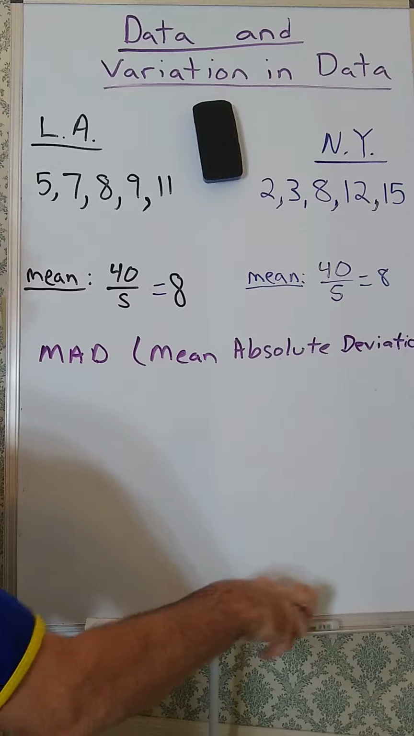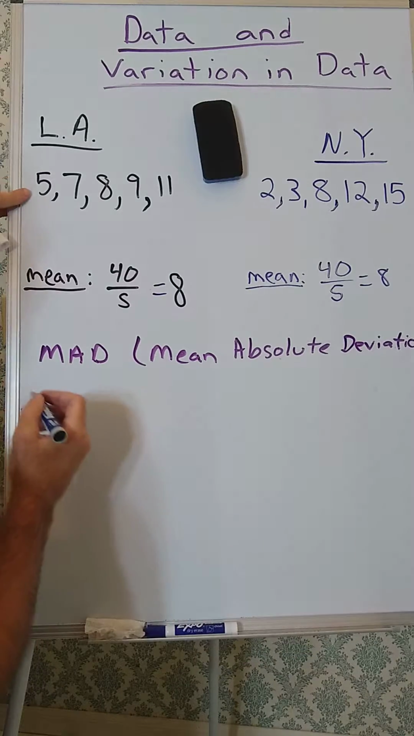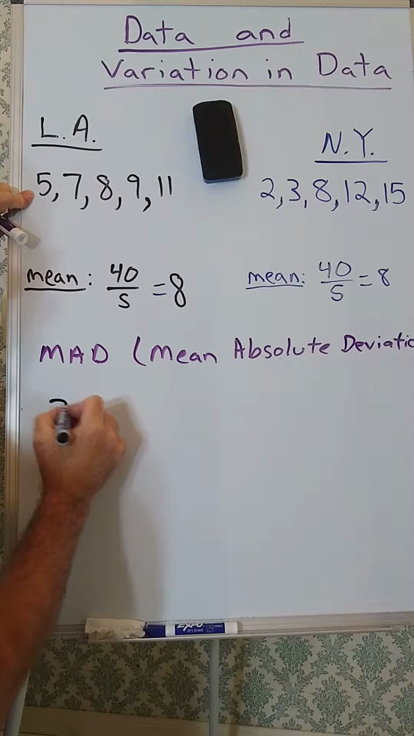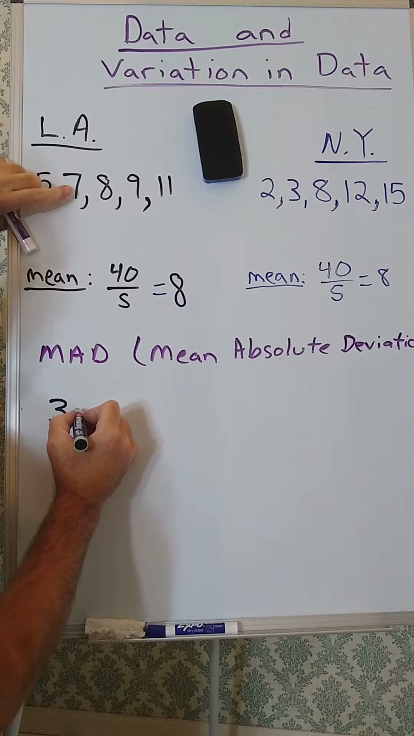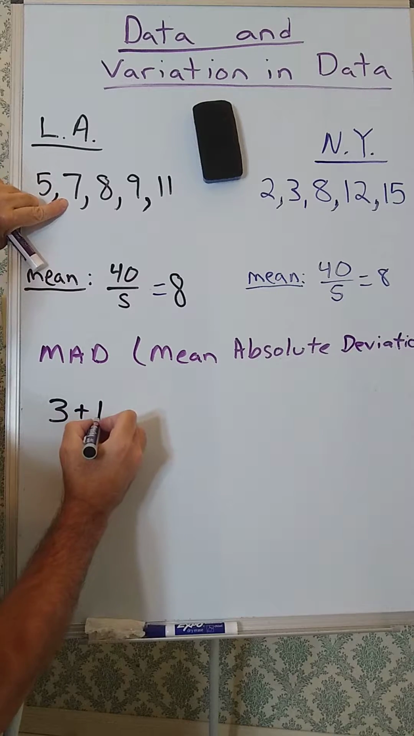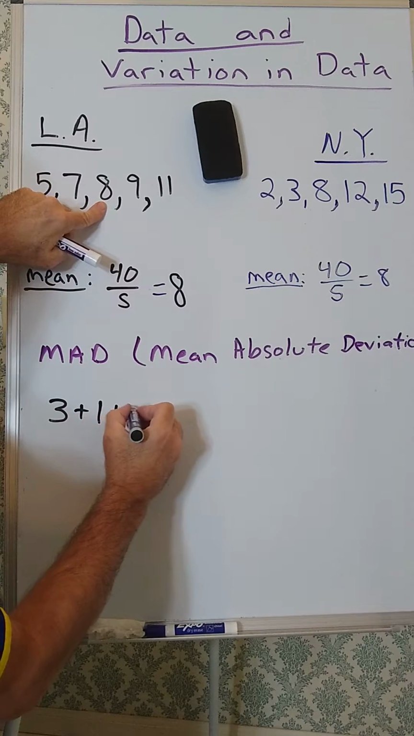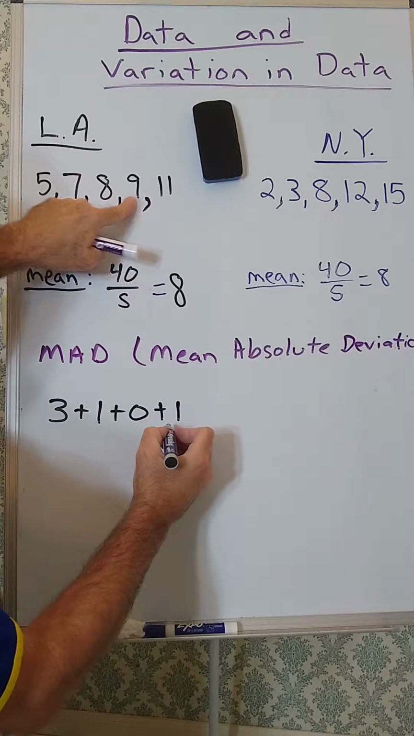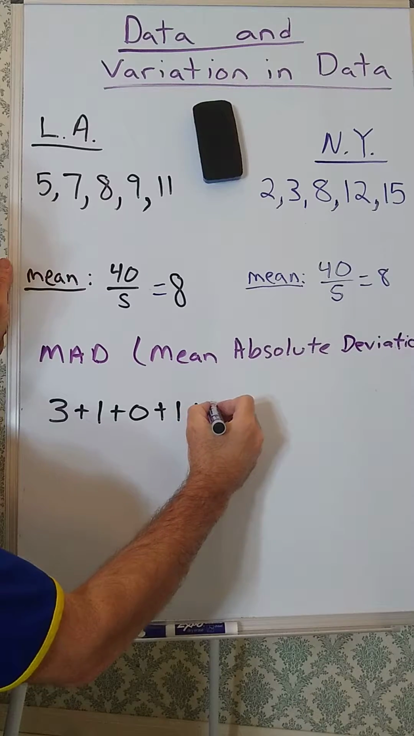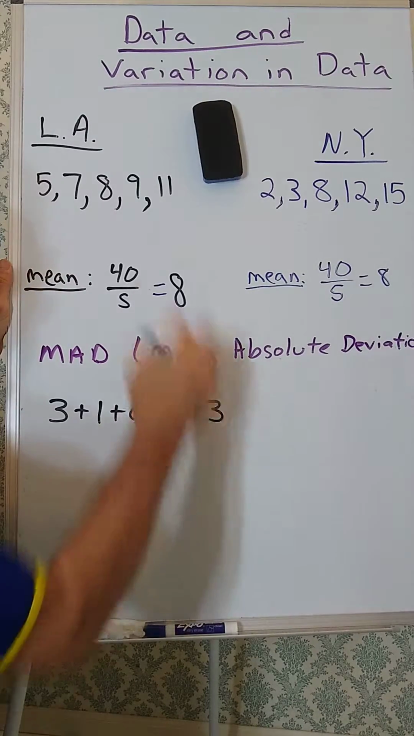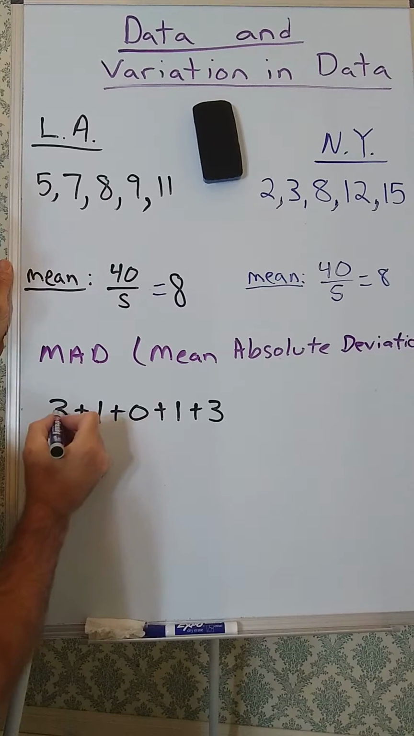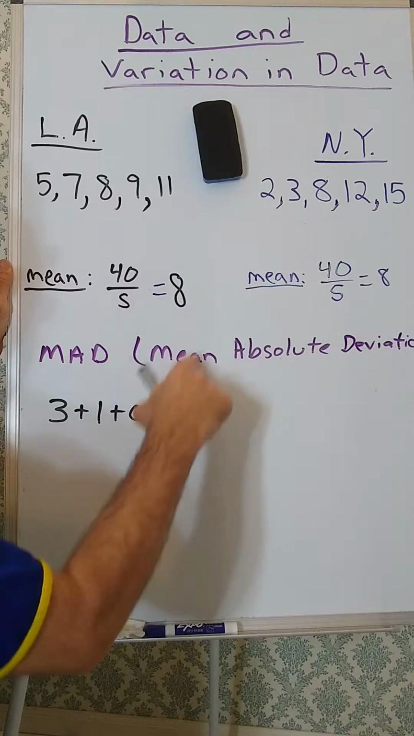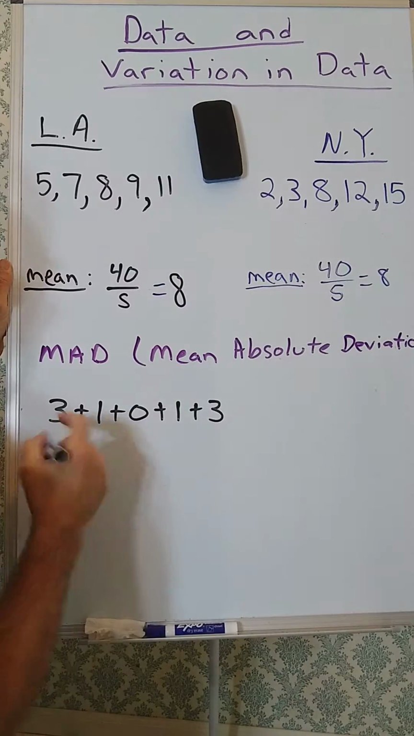Okay, so over here, our first value, 5, deviates from 8 by 3. So that's how far 5 is from 8. 7 is 1 away from 8. 8 is equal to 8, so it is 0 away from 8. 9 is 1 away from 8. And 11 is 3 away from 8. So these are the deviations from the mean, and now we're going to find the mean of these deviations.